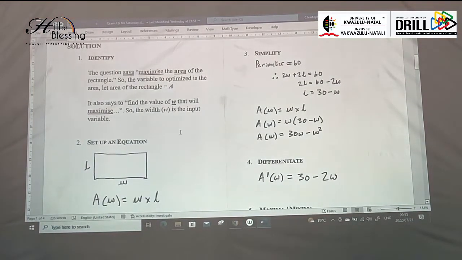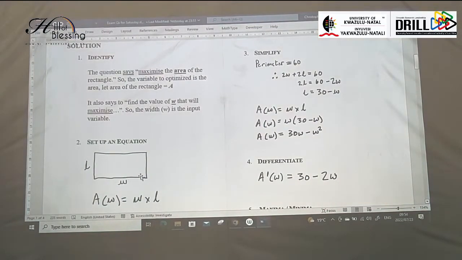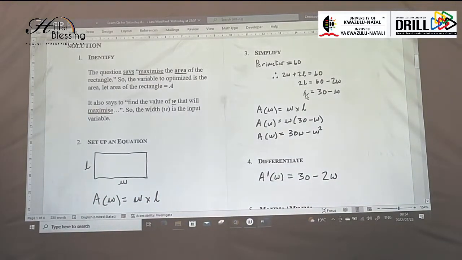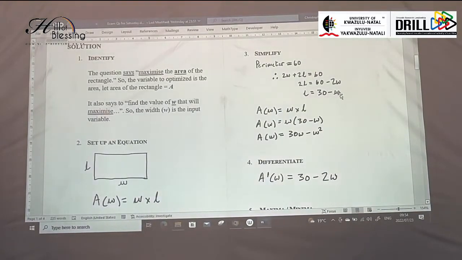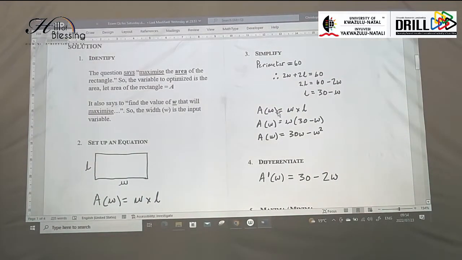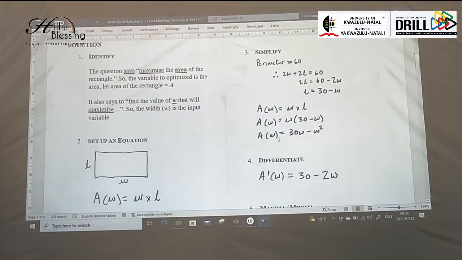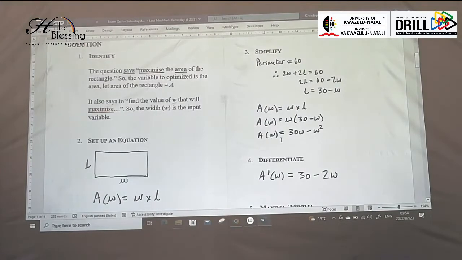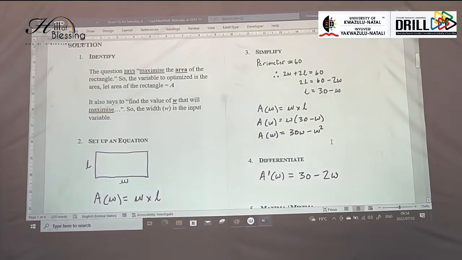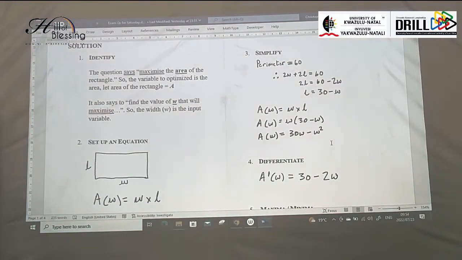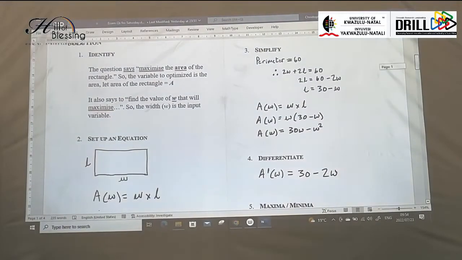With perimeter, we know the perimeter would be W plus W plus L plus L, and that would equal 60. So 2W plus 2L equals 60. Isolating L, we get L equals 30 minus W. Now with the original equation, where the area as a function of W equals W times L, we can substitute L with 30 minus W, and we now have an equation with the output variable in terms of the input variable, where you only see one variable, the input variable. Now we have that stage. In order to optimize, we're going to have to differentiate it.